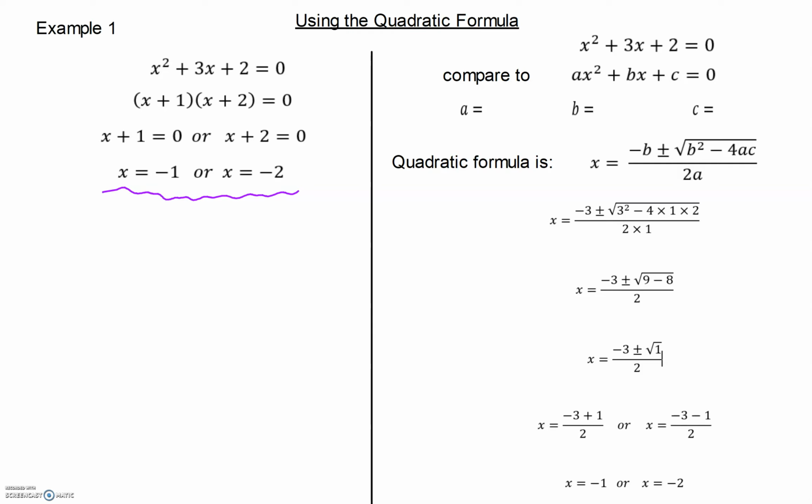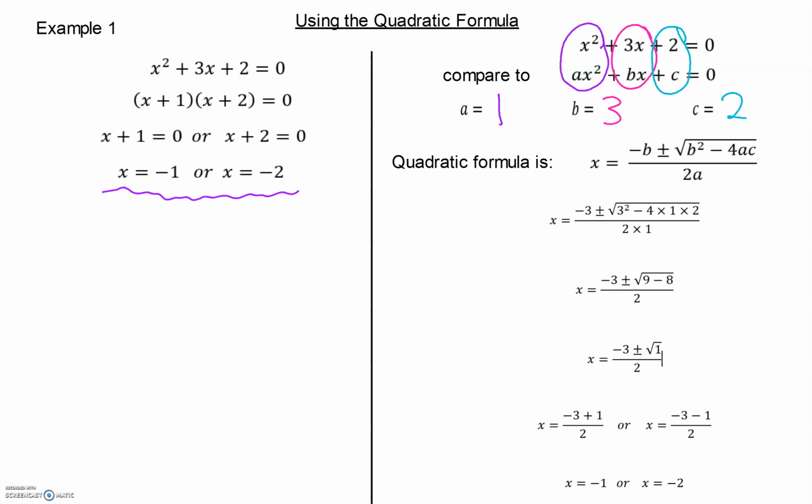bx plus c. So your value of a is how many x squareds you have. And you can see very clearly that we have 1x squared. Your value of b is how many x's you have. And you can see that we have 3x, and so b is 3. Your value of c is the number that is on its own without any x's, and so that is 2. So we have a value of a, a value of b, and a value of c.